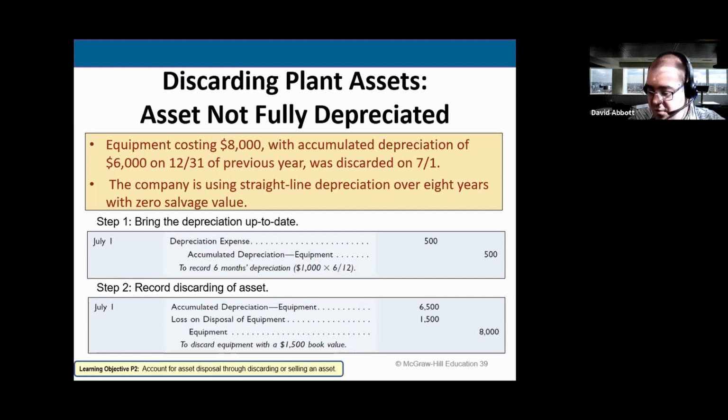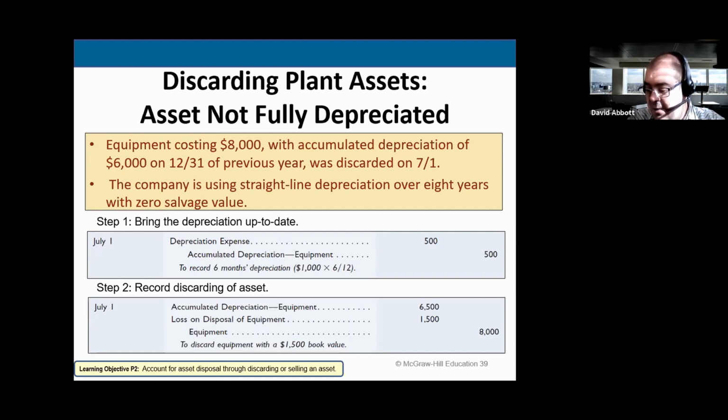Now, steps 2 through 4 are reflected in the second and final entry. This loss is computed by comparing the equipment's $1,500 book value, which is 8,000 minus 6,000 minus 500, with the zero net cash proceeds. The loss is reported in the other expenses and losses section of the income statement.